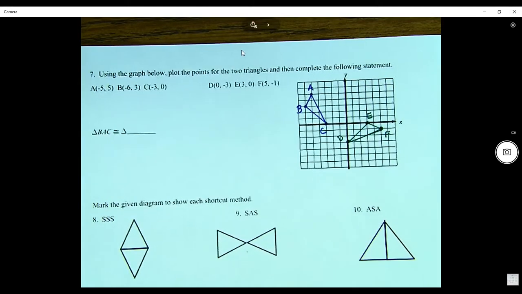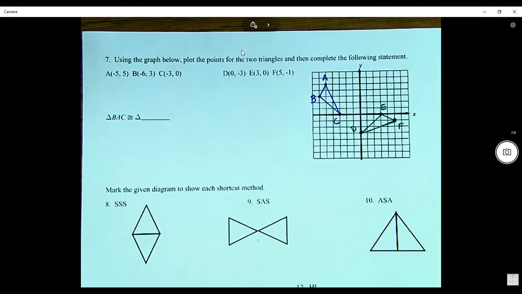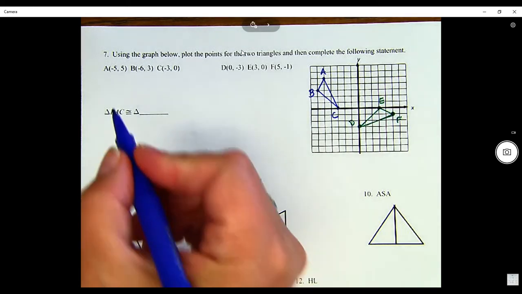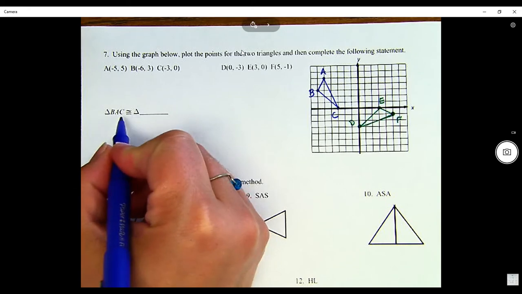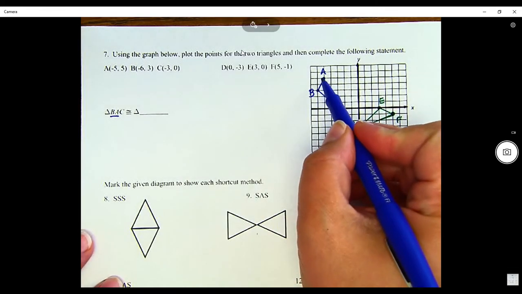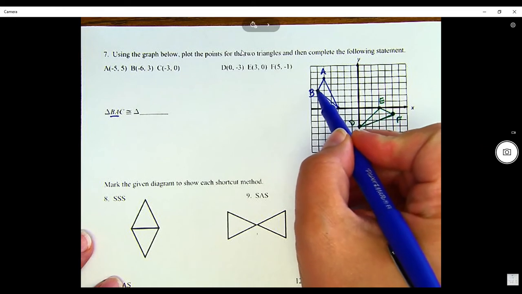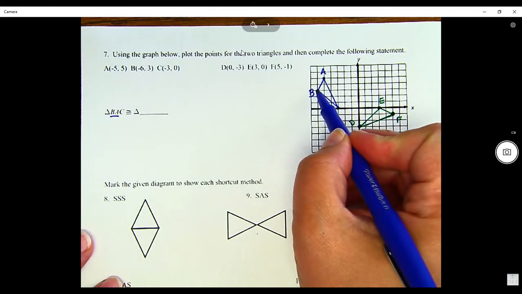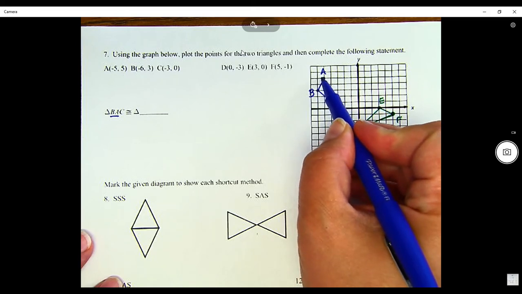Okay, number 7 says using the graph below, plot the points for the two triangles, then complete the following statement. BAC is congruent to, and then another triangle. Okay, so remember your congruent statement always has to go in order. So let's start with just BA. When I look at BA over here, I'll notice that the length is, I'm not sure exactly what the length is, but I know that I go up 2 squares and 1 square to the right.